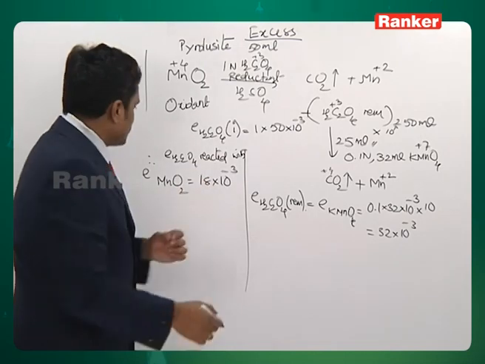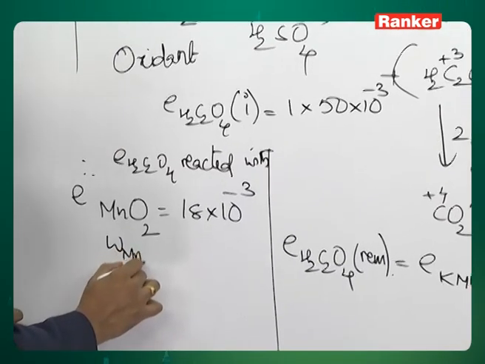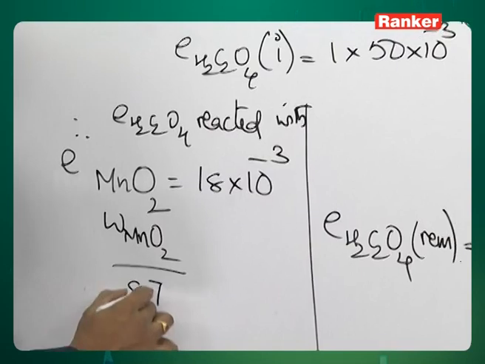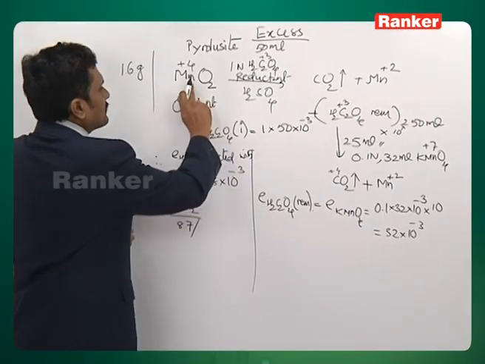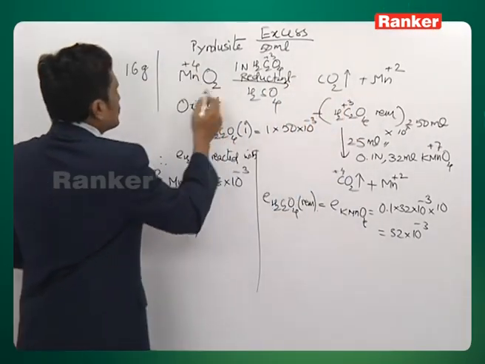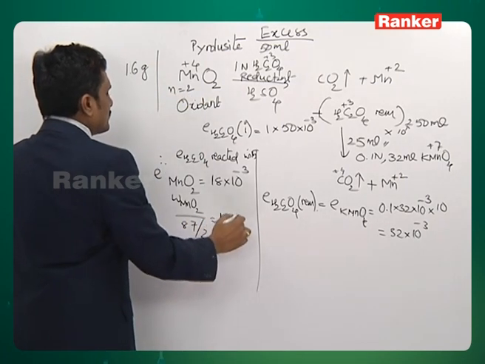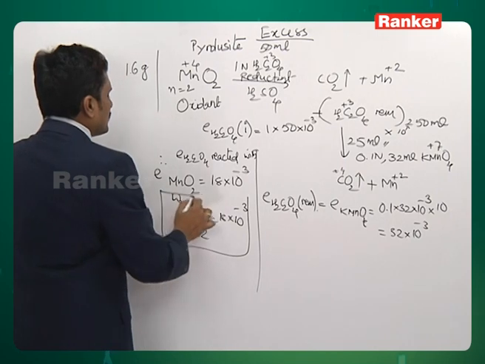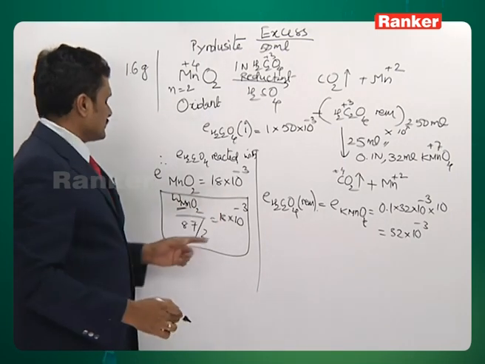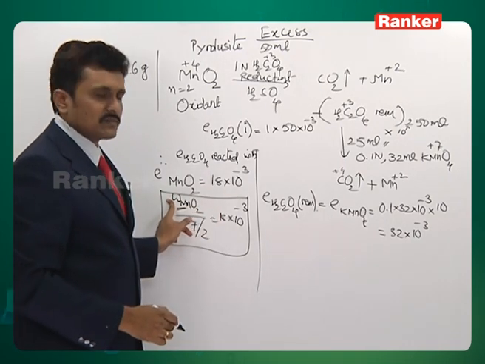So when I write gram equivalents, I will mention it as weight upon equivalent weight, that is gram molecular weight divided by the n factor of MnO2, which is changing from +4 to +2. So from here you will be finding the weight of MnO2 in the sample. You can see there is only one unknown, that is nothing but the weight of MnO2.